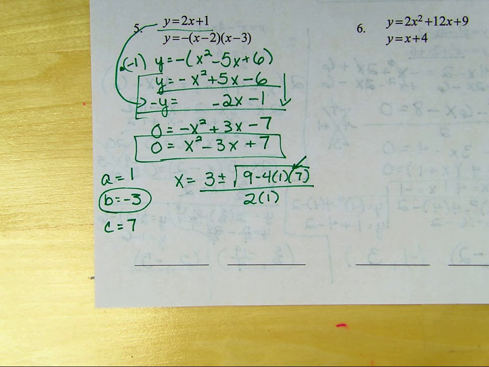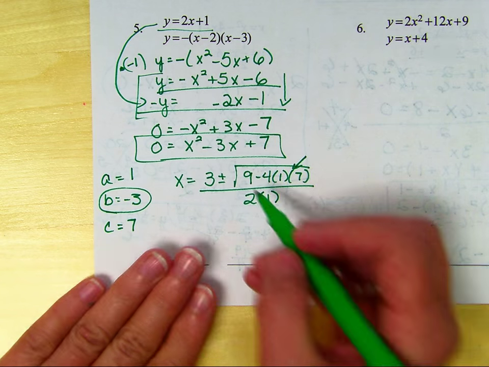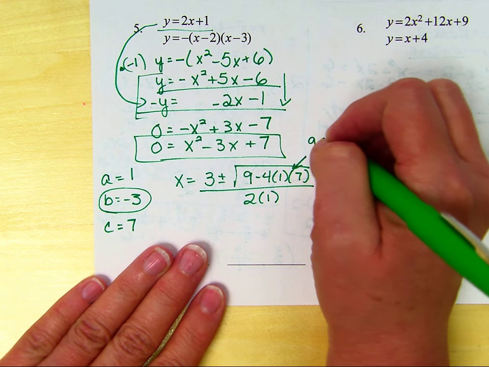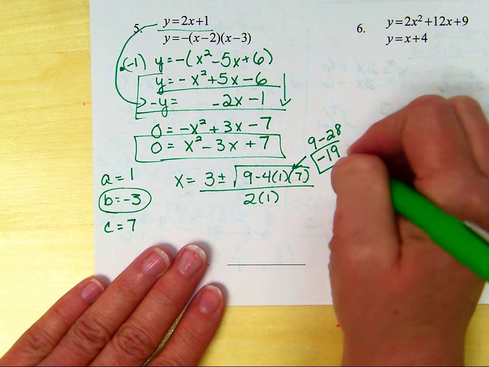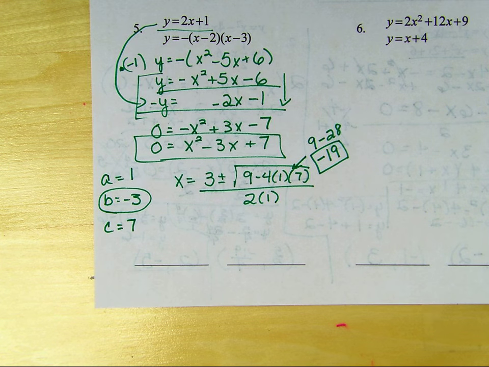Okay, let's see what's inside here. 9 minus 28 is negative 19. So my discriminant is negative 19. What kind of solutions do I have? 2 imaginary. If the 2 intersect, they have real solutions. If they don't intersect, then they have imaginary solutions because you'd have to imagine it because it doesn't exist.